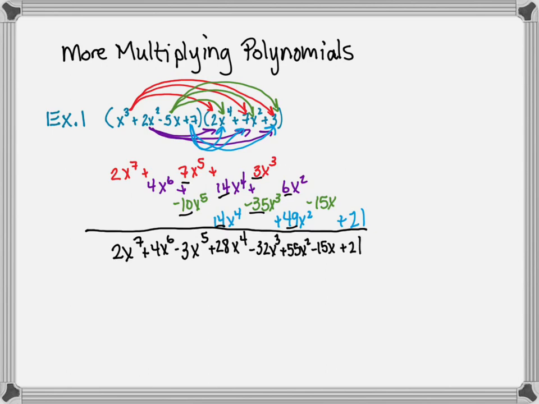So my product is 2x to the seventh plus 4x to the sixth minus 3x to the fifth plus 28x to the fourth minus 32x cubed plus 55x squared minus 15x plus 21.